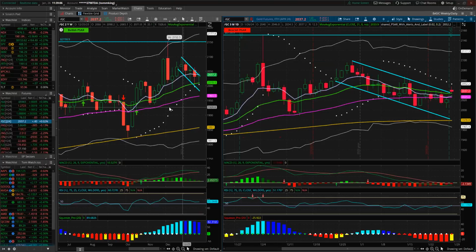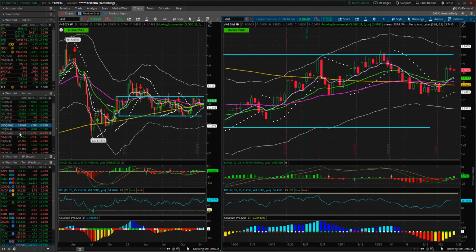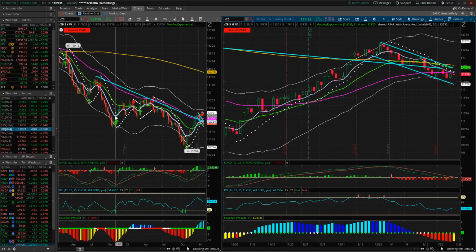All right, so last thing here is just, well, let's take a look at one more thing. I want to look at bonds today. So let's take a quick look at bonds.